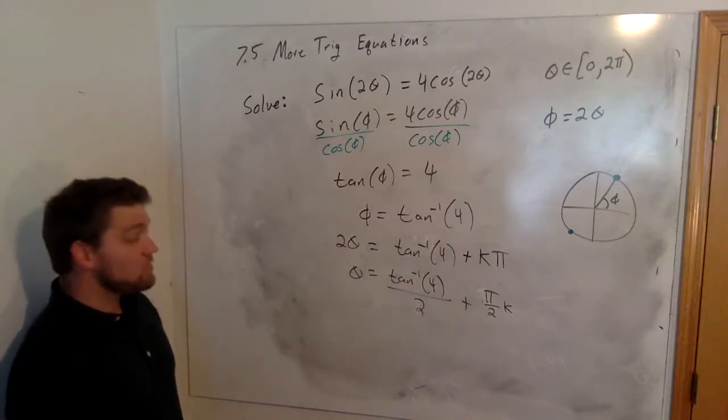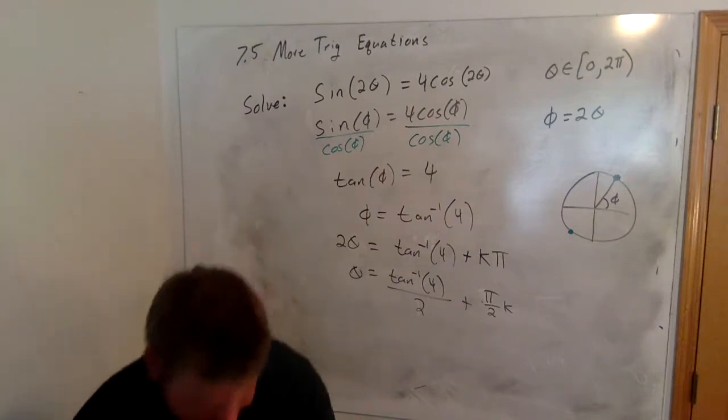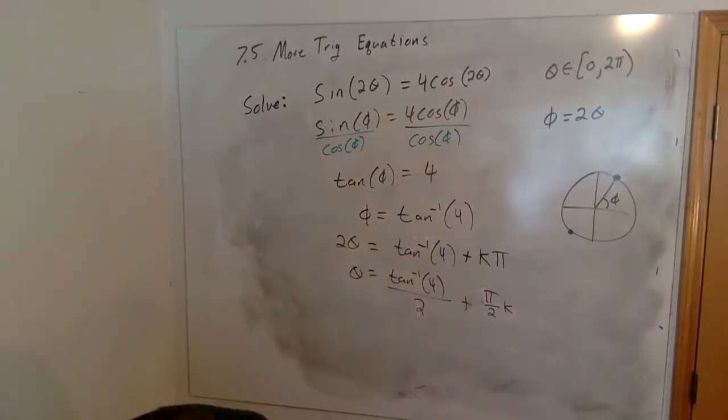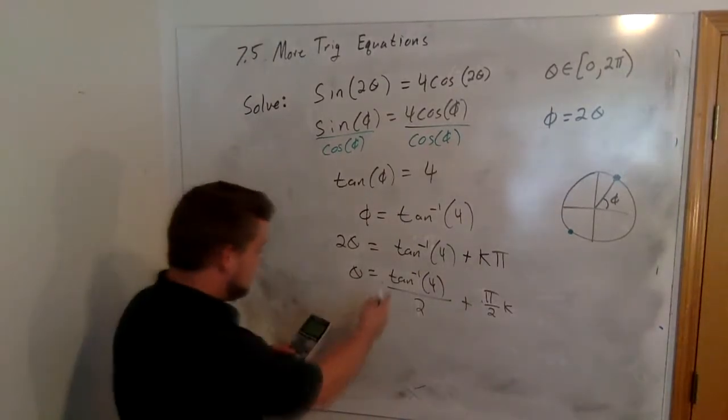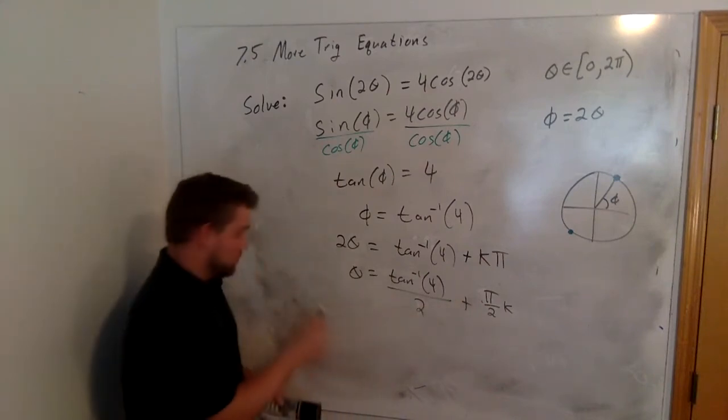Okay, so now what we want to do is find all answers between 0 and 2 pi. So we're just going to start plugging and chugging in our calculator. I'm going to type in exactly this. I'm first going to start out, let's say, if k is 0.